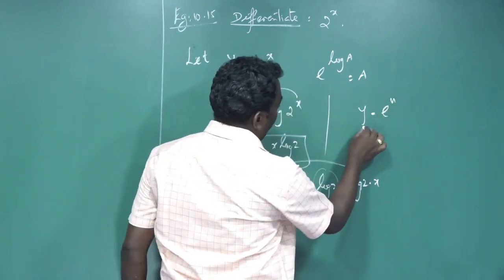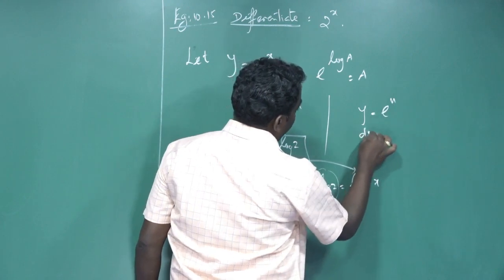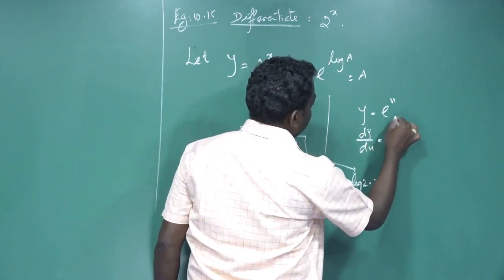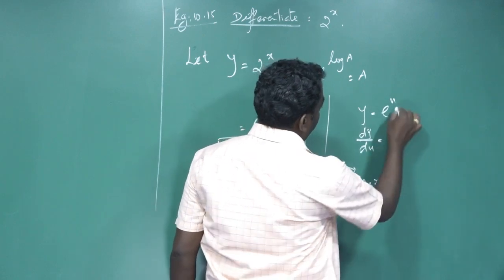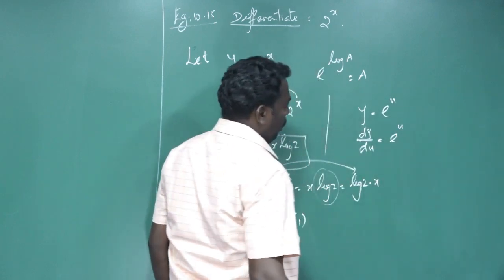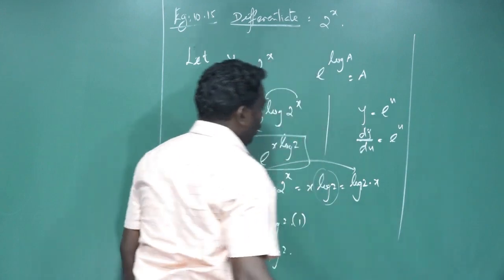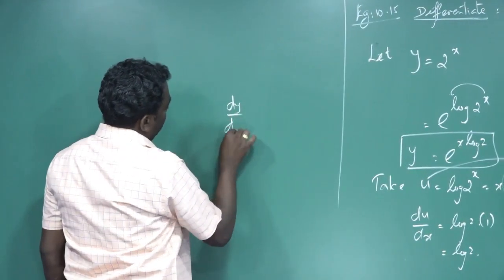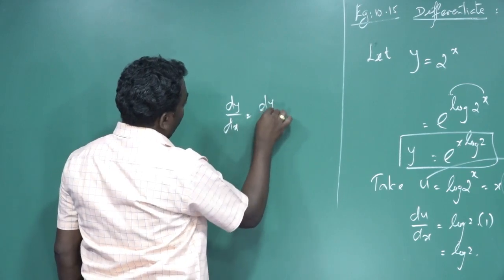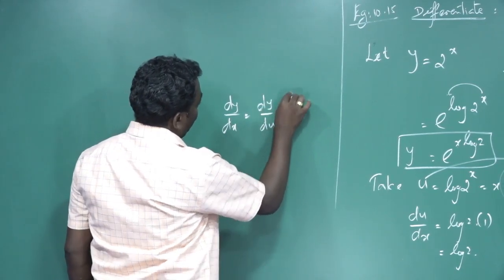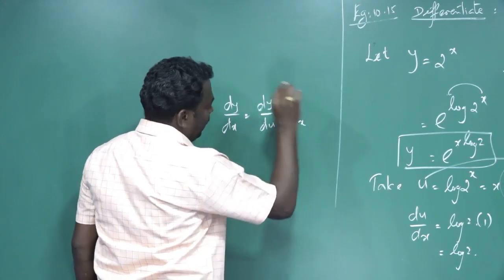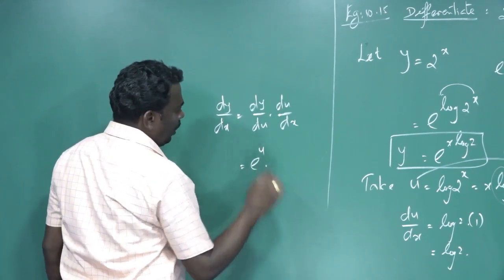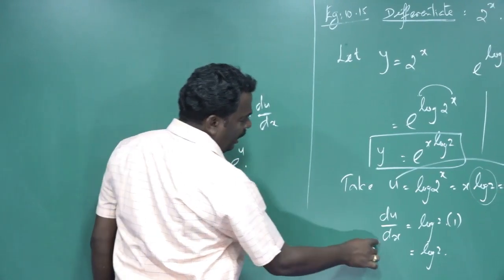Now differentiate the y function with respect to x. dy by du is equal to e power u, since the differentiation of e power u becomes the same, e power u. Now applying the chain rule. What is the chain rule? dy by dx is equal to dy by du into du by dx. Now dy by du is e power u into du by dx, that is equal to what?